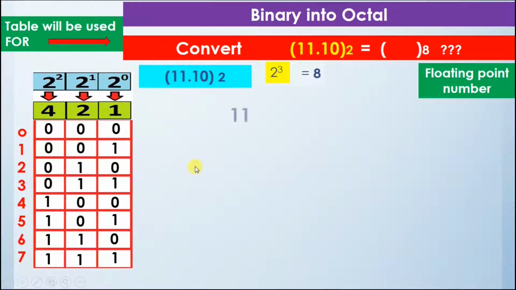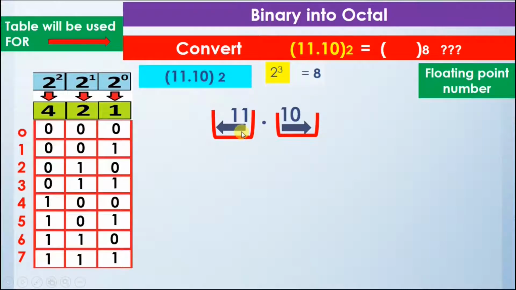So this is the number 11.10. So what will we do next? Now we will make groups of 3 bits while moving away from the decimal point. For this number, we will move from right to left as the decimal point is here. And for this number, we will move from left to right as the decimal point is here. So we will always move away from the decimal point, for whole numbers as well as for floating point numbers. Now we have created the groups.